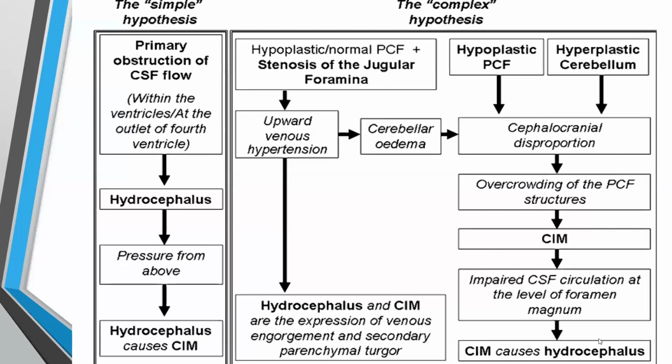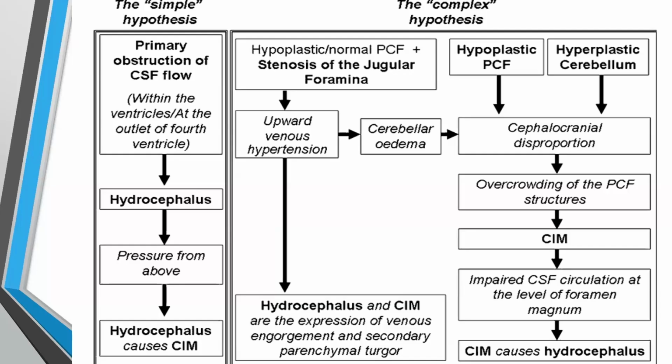So to summarize, and again, I've put this reference at the end because I think it's a great paper that summarizes the different hypotheses of Chiari and hydrocephalus. We have the simple hypothesis that goes back to Hans Chiari, with just a primary obstruction of CSF flow leading to hydrocephalus, and then a pressure from above theory, which causes the Chiari malformation. Now, the complex chart's much more involved.